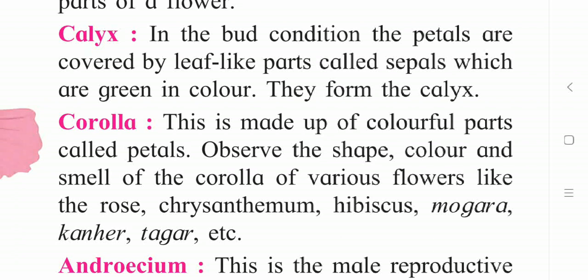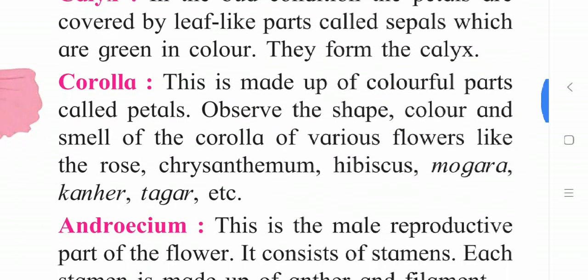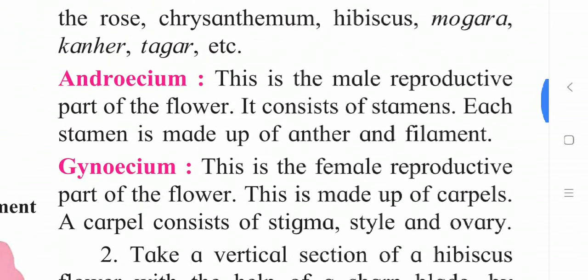Different colors, colorful flowers with good smell are used in that production area also. Next is androecium. This is the male reproductive part of the flower.